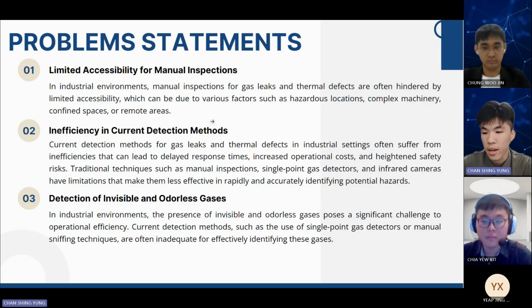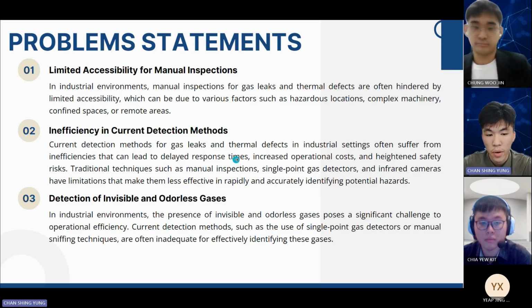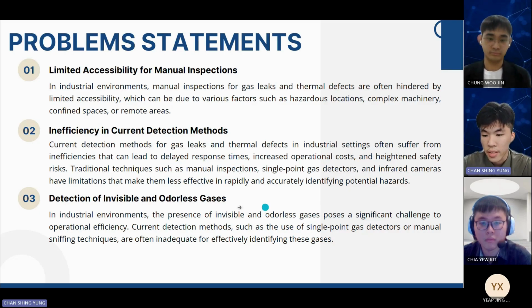Third is the detection of invisible and odorless gases. In the industrial environment, the presence of invisible and odorless gases poses a significant risk and hinders operation efficiency. The current detection methods such as single point gas detection and sniffing techniques are often inadequate for effectively identifying these gases. So I'll now pass it to the next presenter.